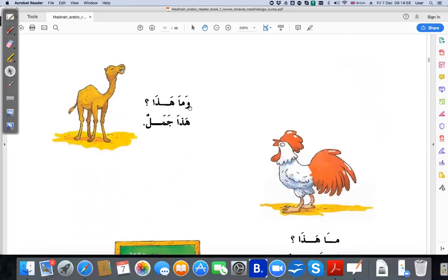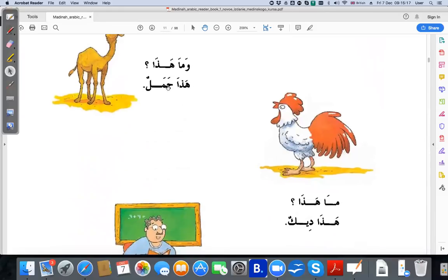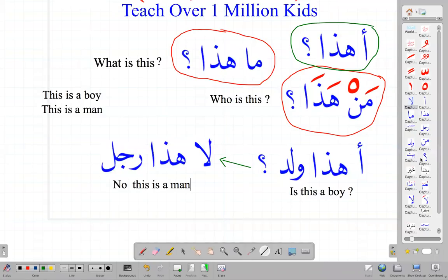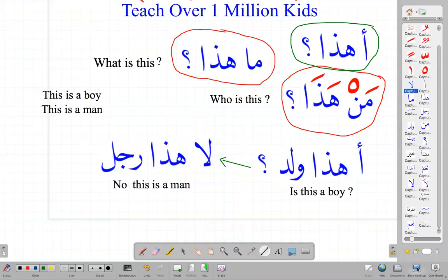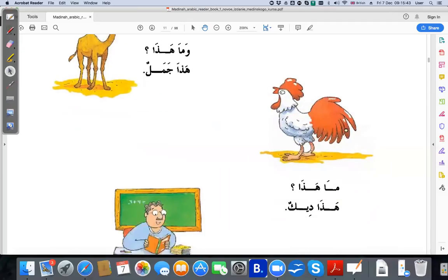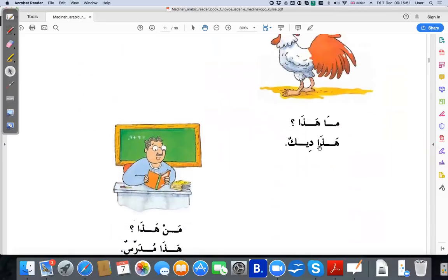وما هذا, we have a new word here, و, وما هذا, و stands for and. Okay, وما هذا, and what is this, هذا جمل. جمل means a camel. هذا جمل means this is a camel. ما هذا, what is this, هذا ديك. Good. This is a rooster.